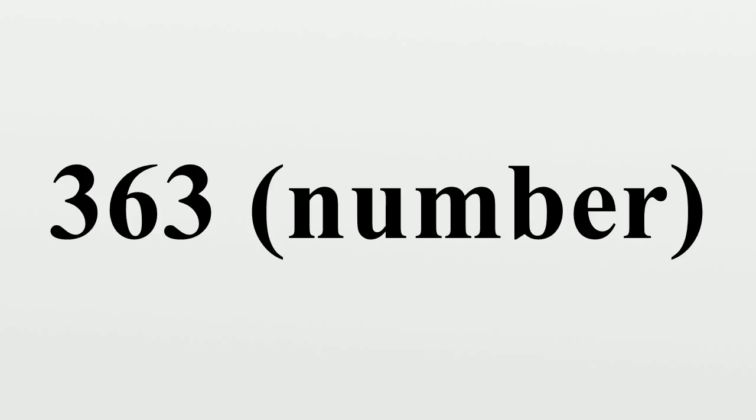363 can be expressed as the sum of 3 squares in 4 different ways: 11² plus 11² plus 11², 5² plus 7² plus 17², 1² plus 1² plus 19², and 13² plus 13² plus 5².